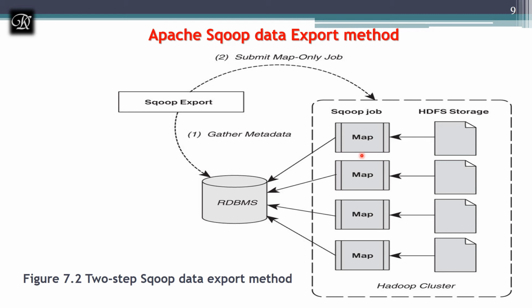Then the export stage again uses a map-only Hadoop job to write the data to the database, because we have data on multiple data nodes. So we will gather from those and store it in the RDBMS.